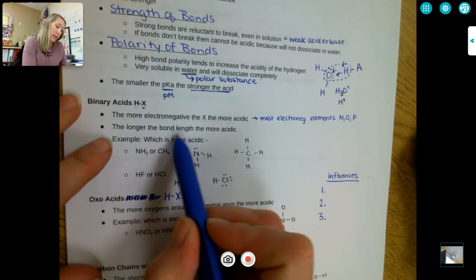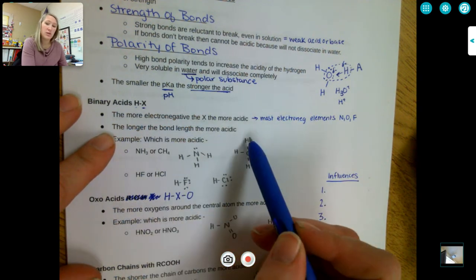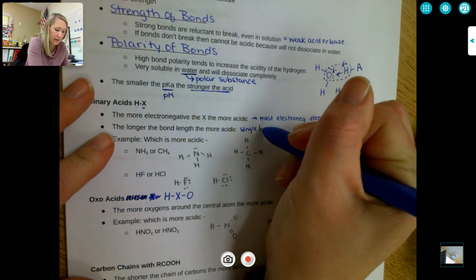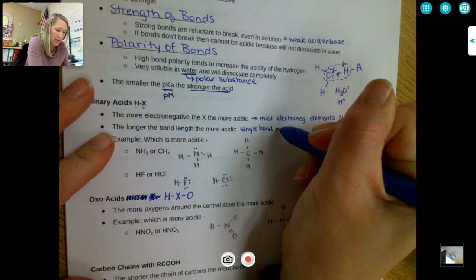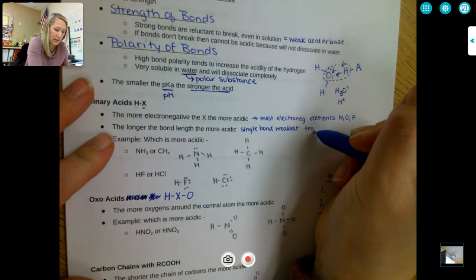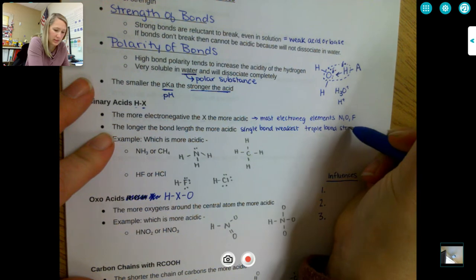The longer the bond length, the more acidic. That makes sense. If the bonds are longer, right, we know that a single bond is weaker or is weakest, right, and a triple bond is our strongest.